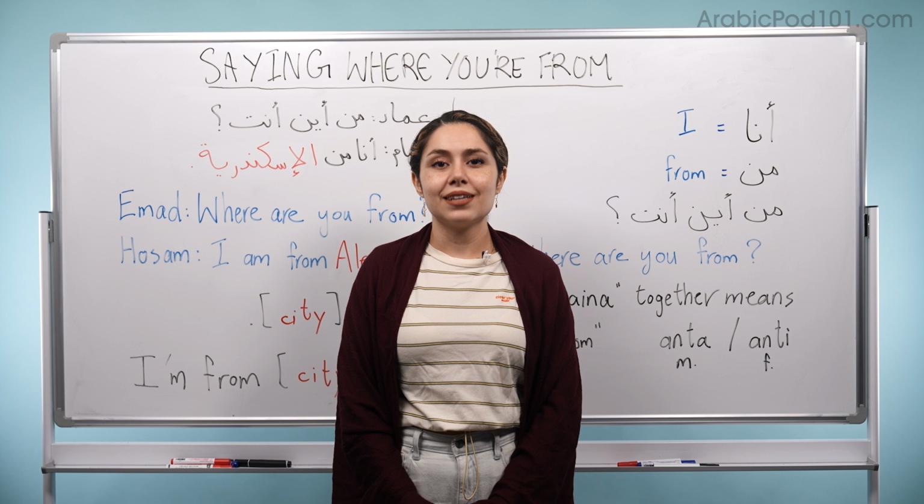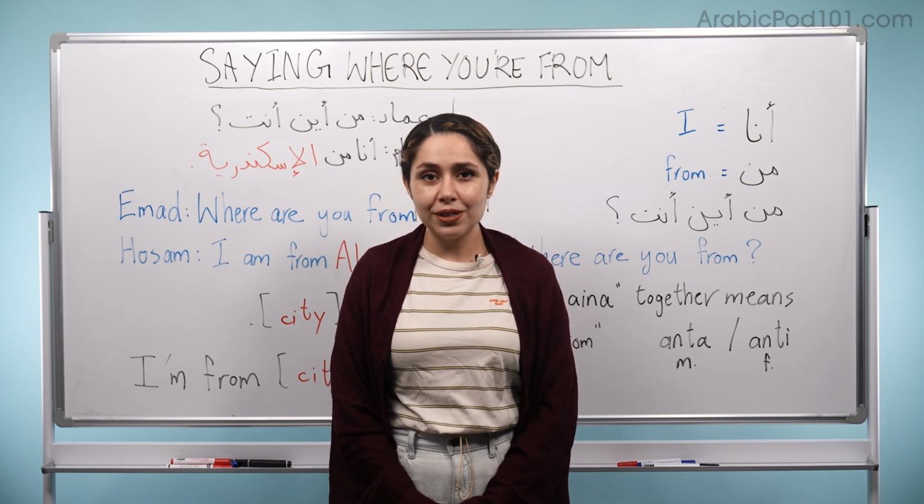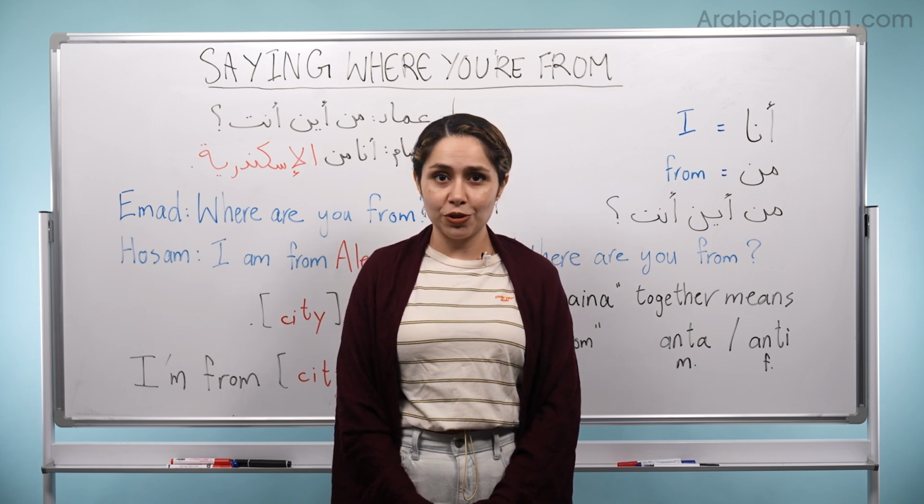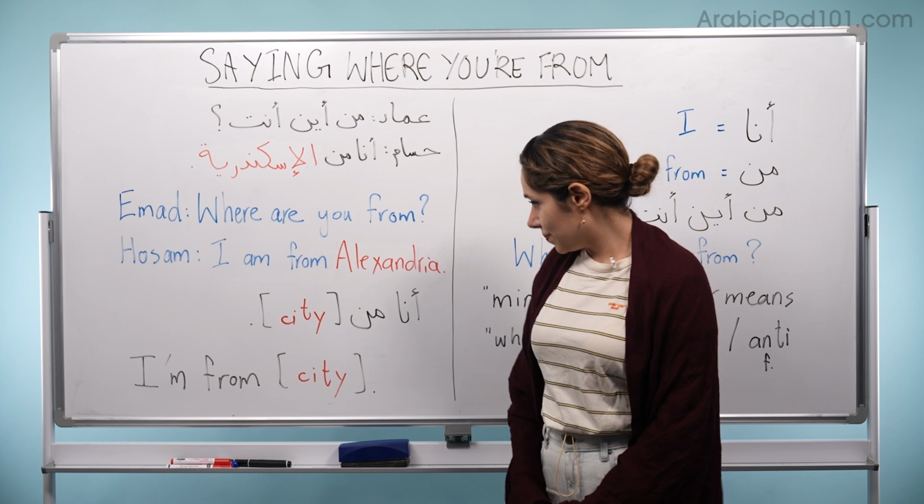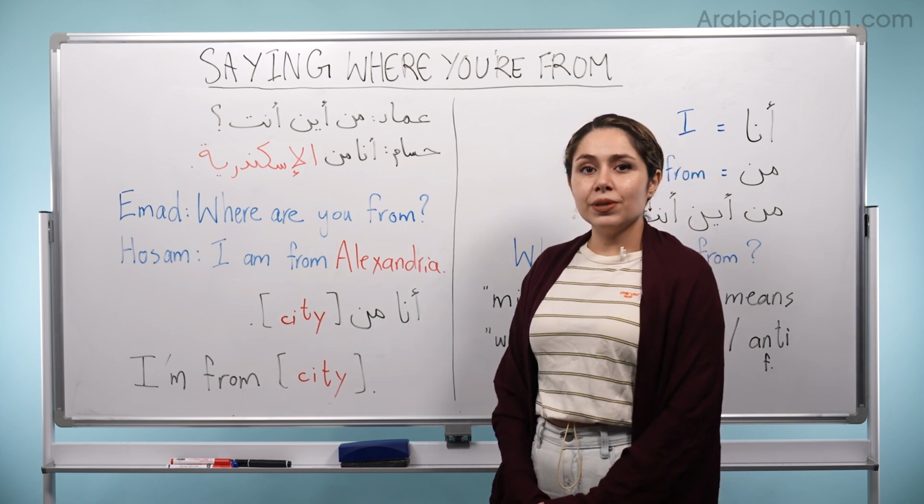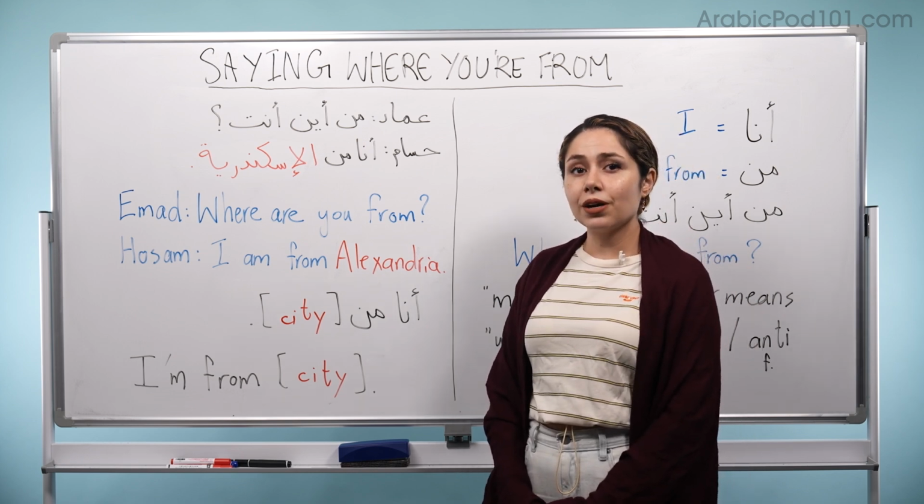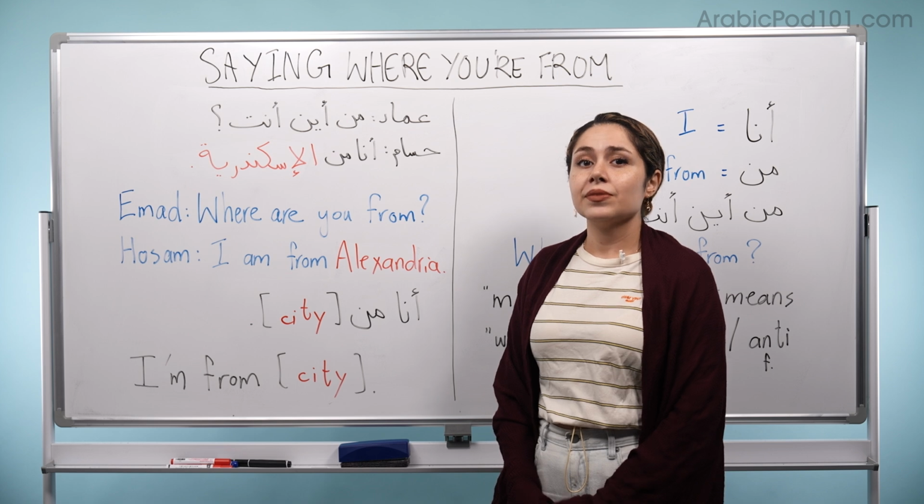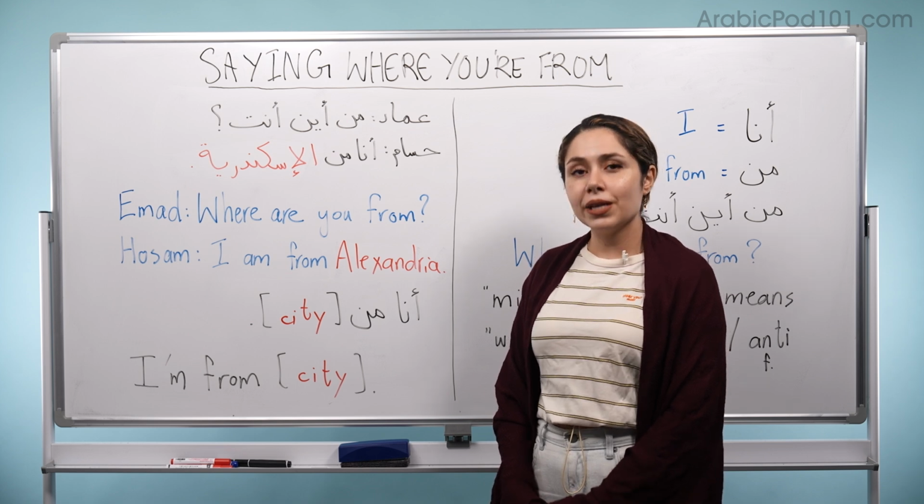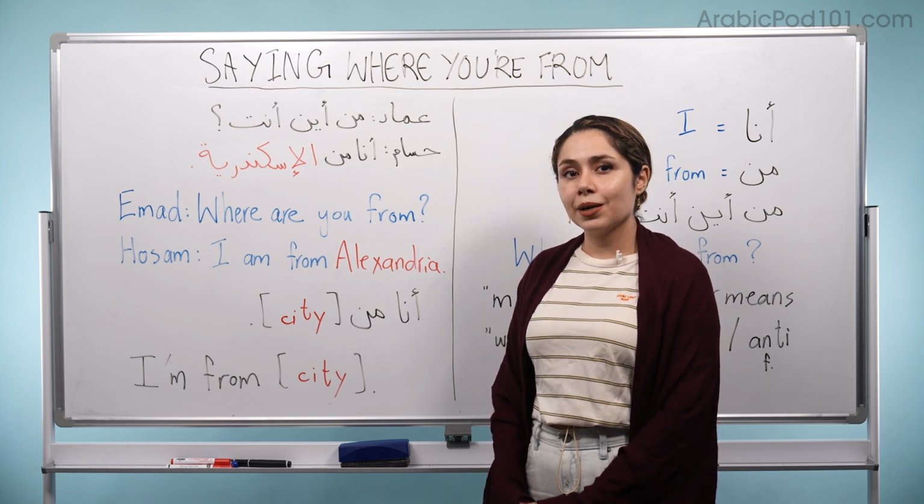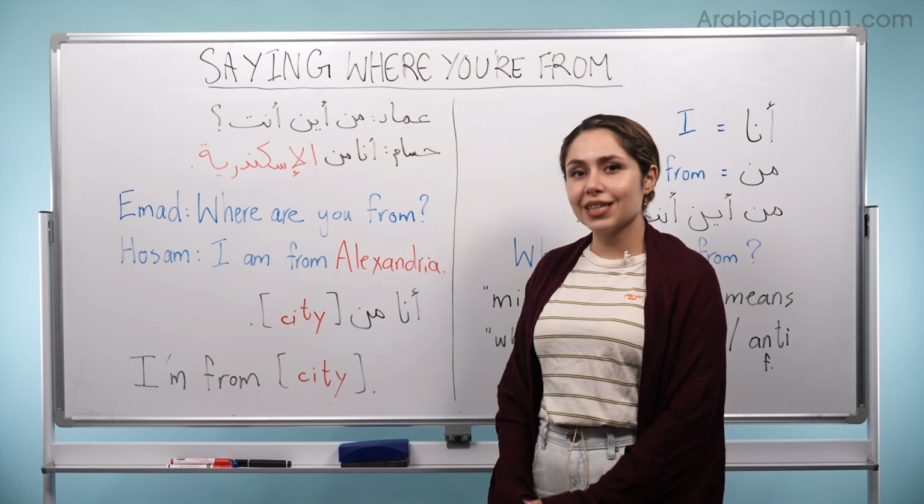Now let's look at the sentence pattern. This pattern is the structure that our dialogue followed. من أين أنت? Where are you from? أنا من, place or city. I'm from, place or city.